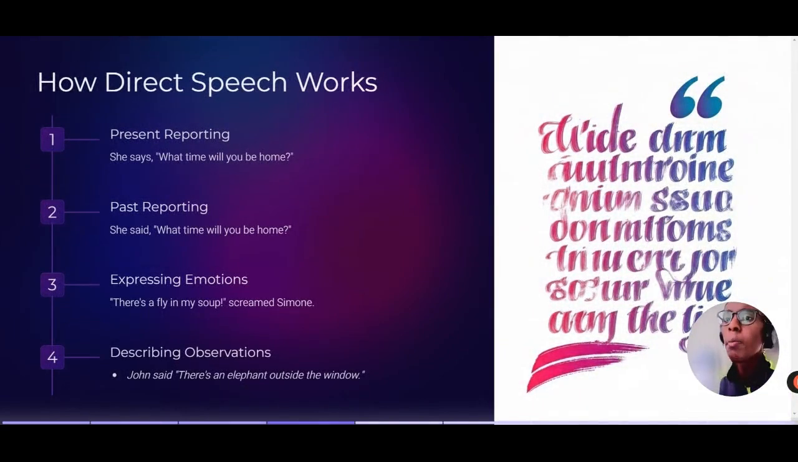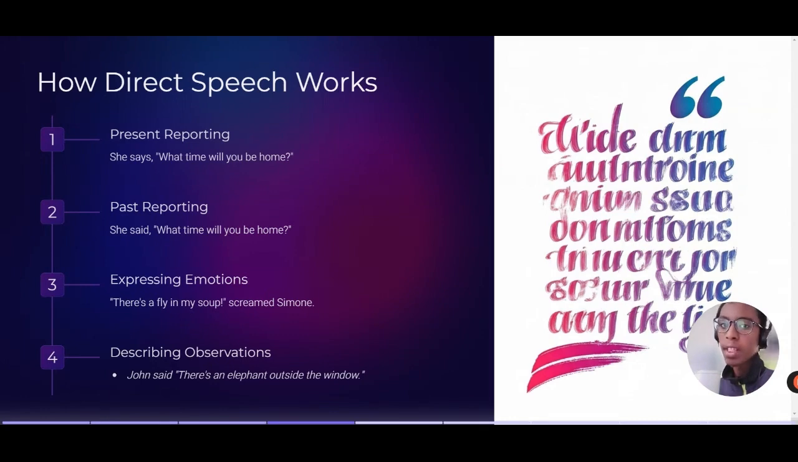So, how does direct speech actually work? Direct speech is all about quoting someone else's exact words. Like we said, when you use it in writing, you want to put those words inside quotation marks. Make sure your punctuation is spot on. Here's how it looks in different situations. Using the present reporting, if someone says something right now, you'd write it like this: She says, "What time will you be home?" Past reporting can be used when you're talking about something that was said in the past. You might write: She said, "What time will you be home?" And I replied, "I don't know."